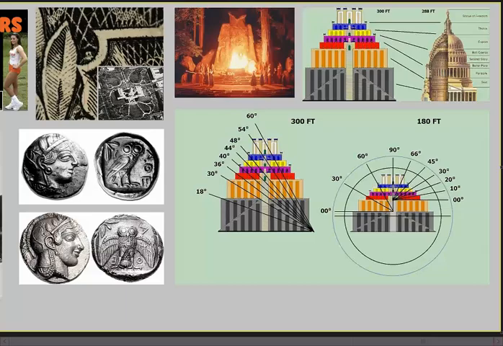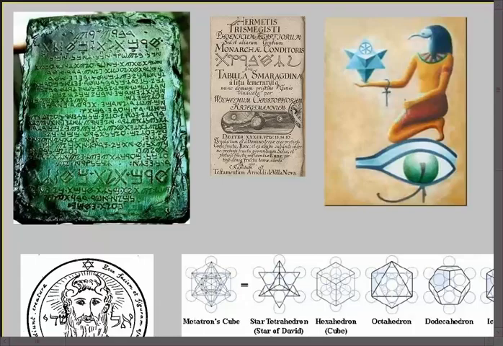Anyway, this is the Emerald Tablet of Thoth. Like I said, Thoth is equivalent to the Greek god Hermes. This is the god of wisdom, the god of knowledge, the god of writing, who supposedly invented writing. And Thoth is equated with Hermes. Hermes is equated with Enoch.